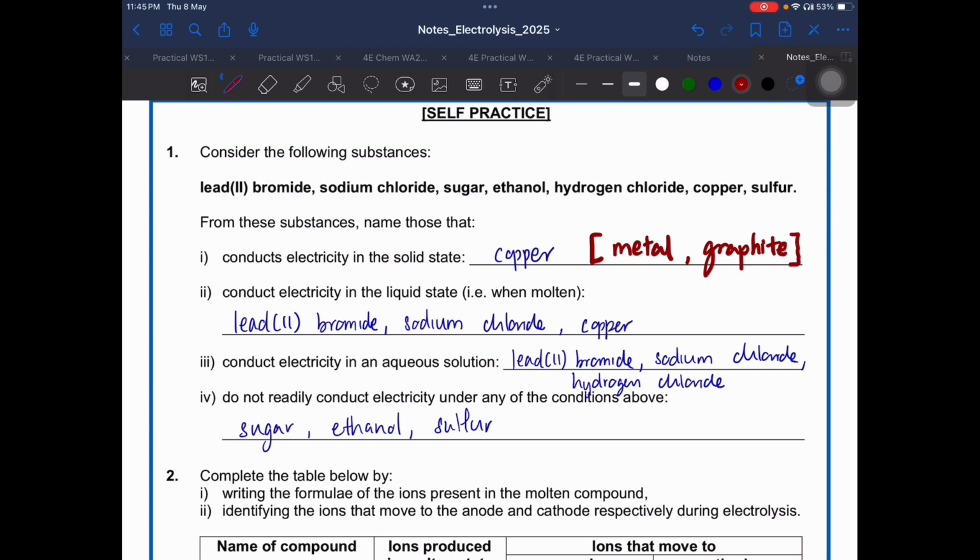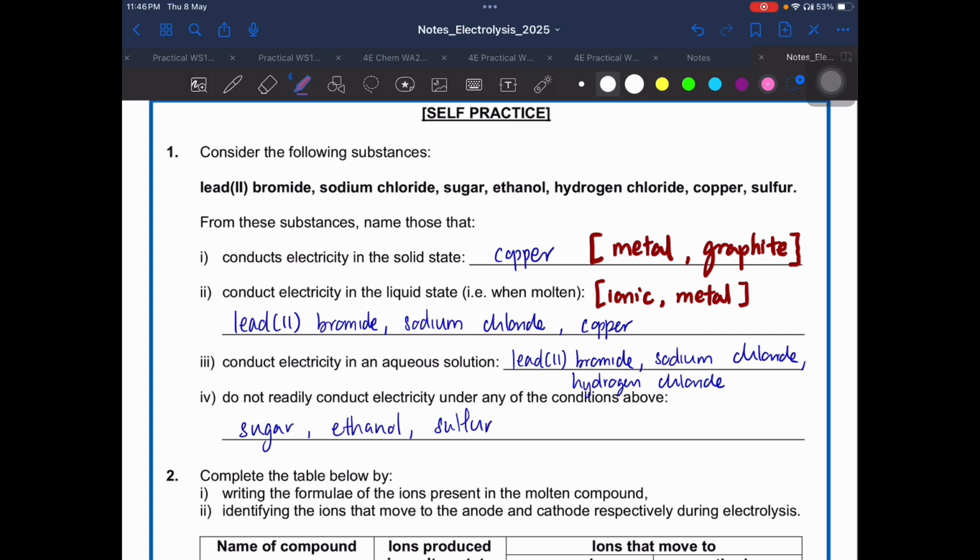In terms of conduction in the liquid state, definitely the thing that will come to your mind should be your ionic substances. But do not forget that you also have your pure metals, because so long as they are metals, they are able to conduct electricity because of free moving electrons. That's why your copper will appear here again. So this is something to take note of.